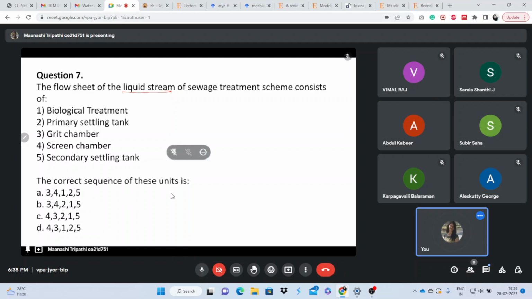The answer is C. That 4, 3, 2, 1, 5. Yes, your answer is very correct. For liquid stream, it will go like this. First, the screen chamber will be there. What will the screen chamber do? It will screen out the big particles like food packets, papers, all those things. It will remove these. Third is the grit chamber. What will the grit chamber do? It will remove the inorganic particles. Next is the primary settling tank.